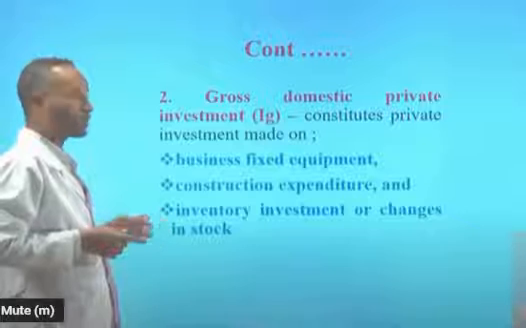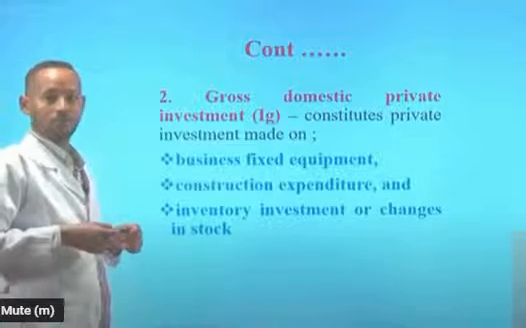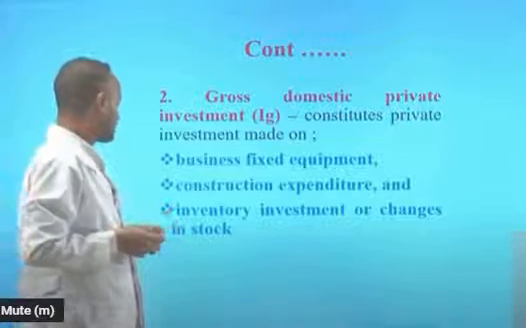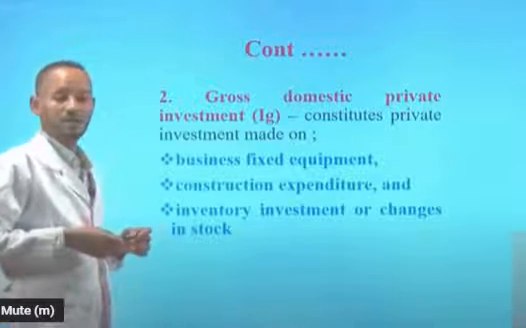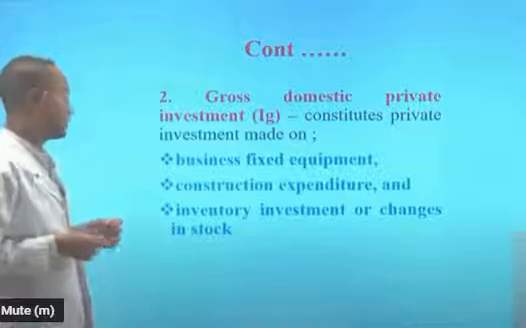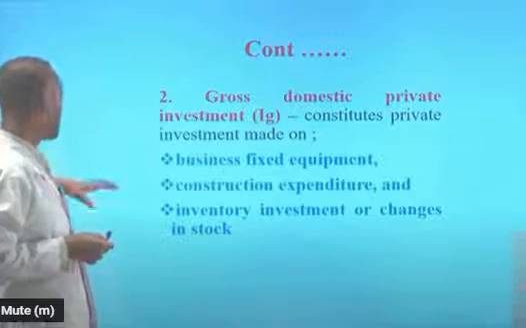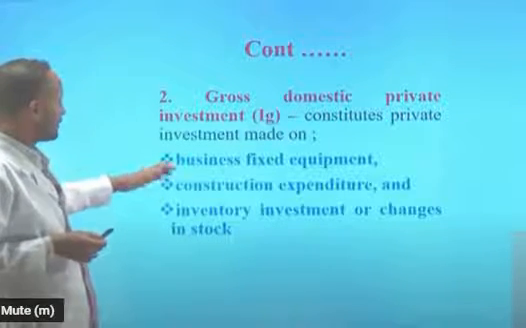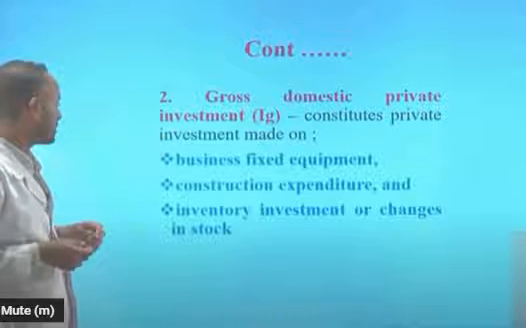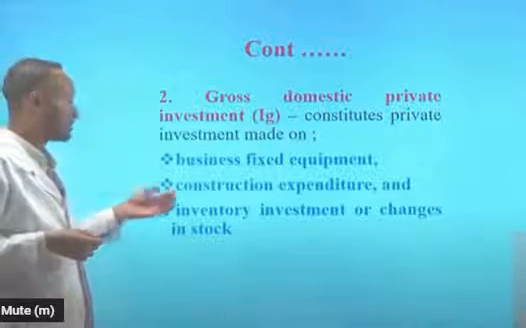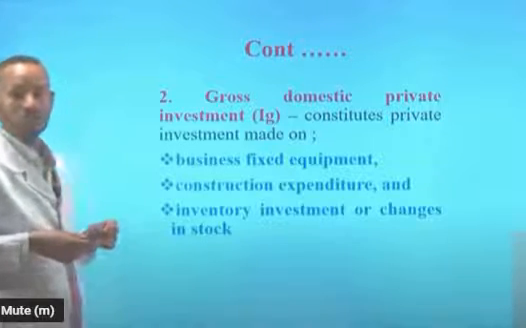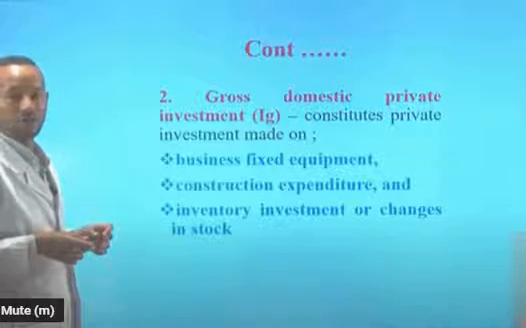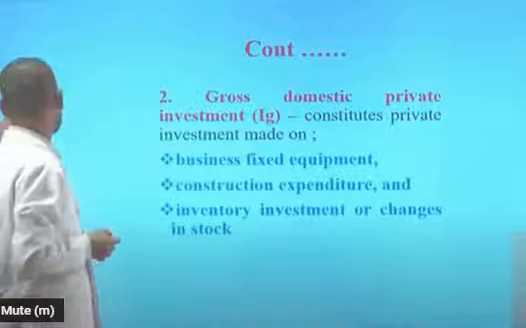These are unsold outputs, and it is calculated by the cost of merchandise available for sale minus the cost of merchandise sold. Simply they are unsold outputs. By adding all the expense made on business fixed equipment, all the expense made on construction, and all the expense made on inventory or changes in stock, we can get the gross domestic private investment.